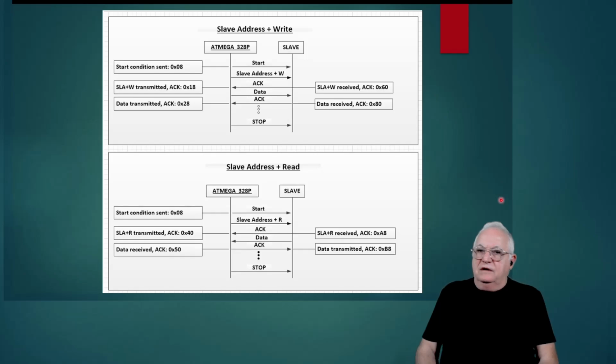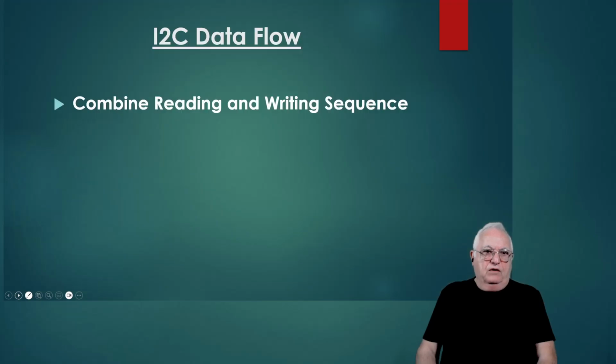So now let's look at a different flow. This time we're going to be looking at the combined reading and writing sequence. So this is more what would really happen. You would send a message to the slave requesting a certain type of data, and then send a repeat start, at which point the slave starts sending you data.